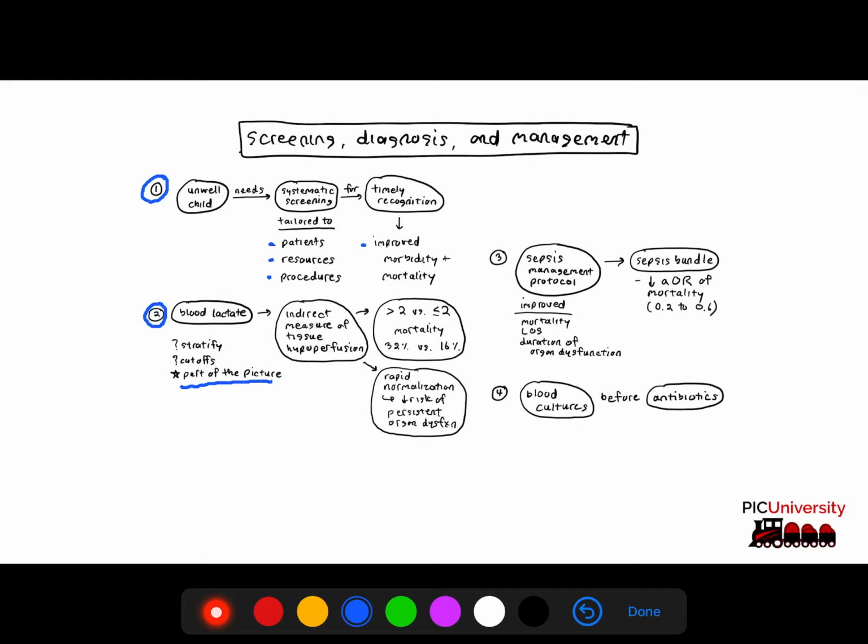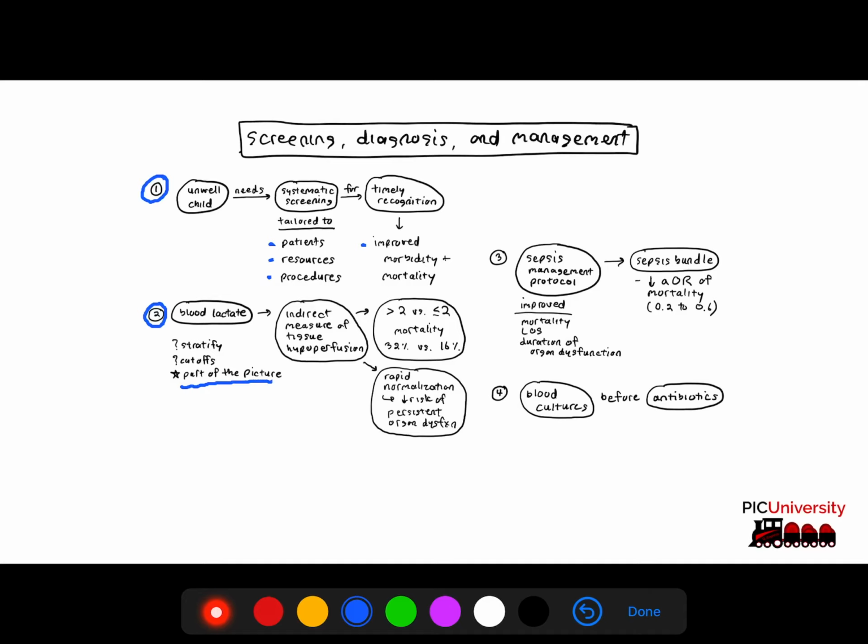And that's because we know that blood lactate is an indirect measure of tissue hypoperfusion. In a study cited by the campaign, they found that a blood lactate level of greater than 2 versus less than or equal to 2 was a good cutoff point for mortality. Additionally, rapid normalization of blood lactate has been found to decrease the risk of persistent organ dysfunction in patients with sepsis. So it's definitely an important part of the picture, as we said.